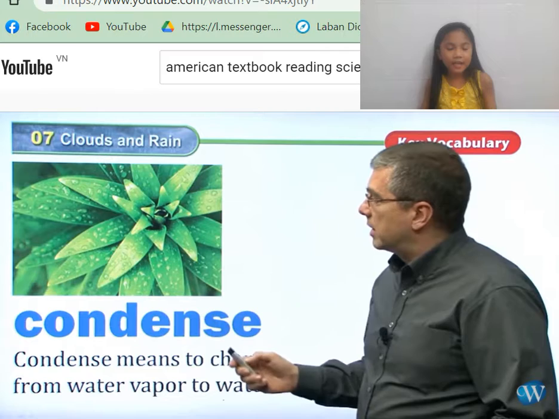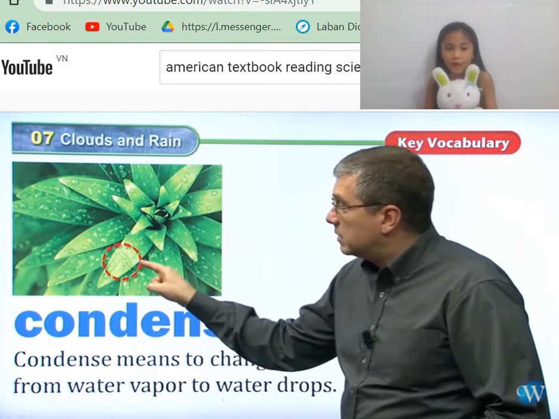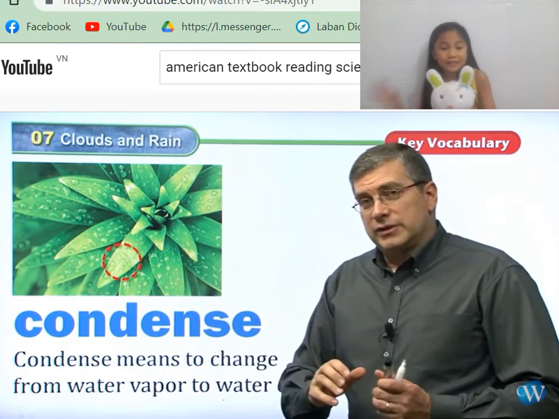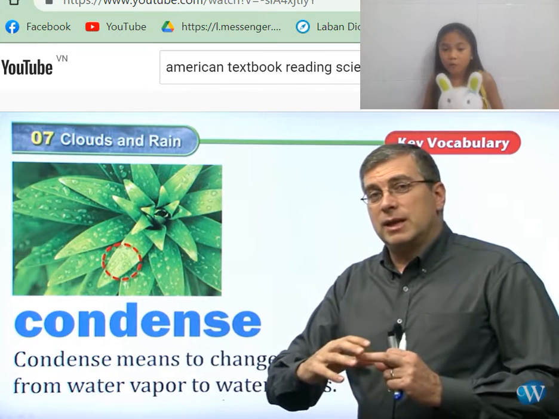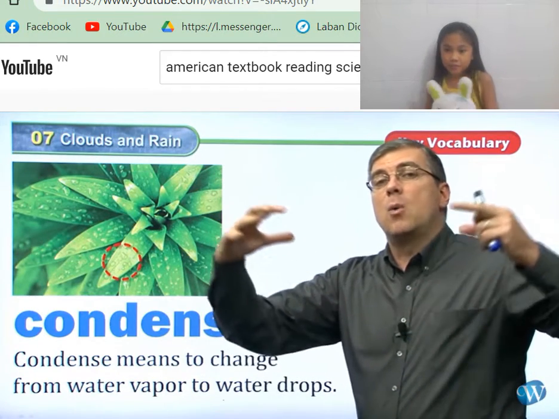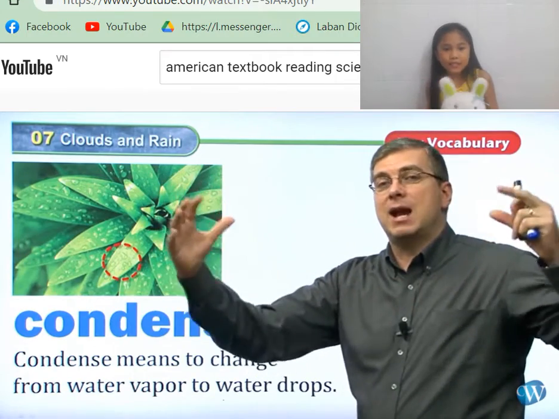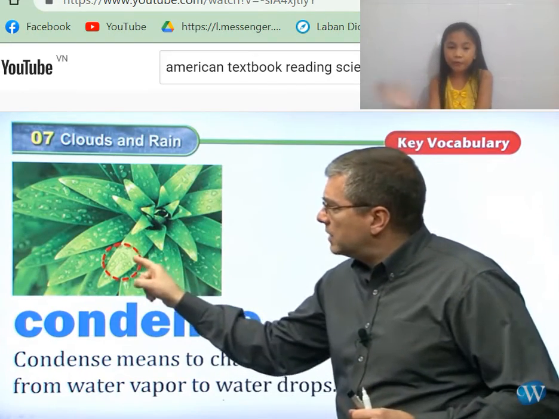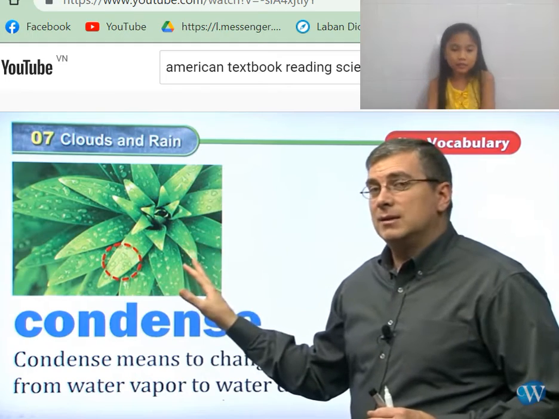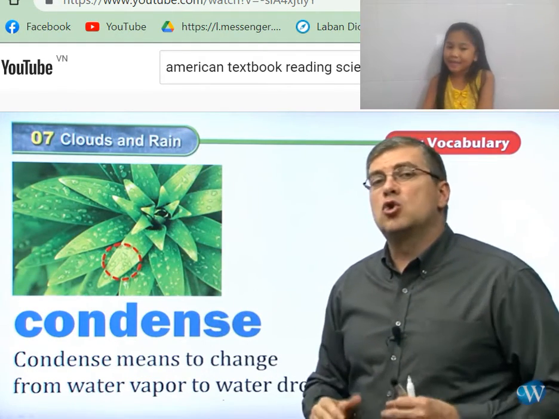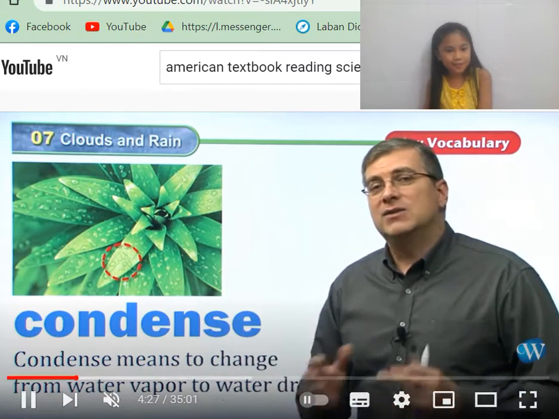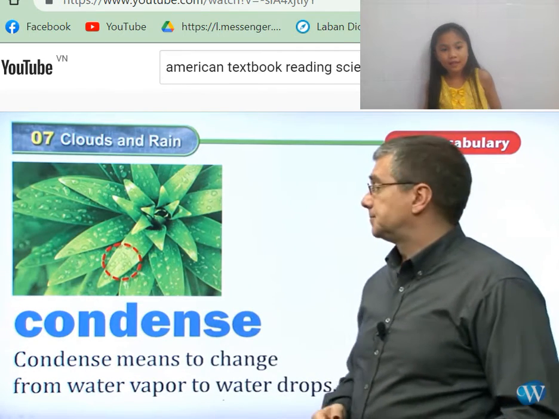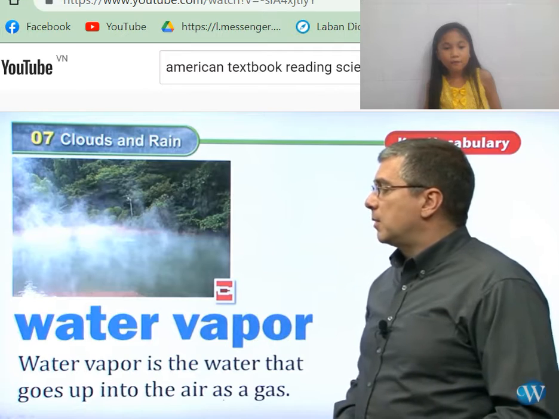Okay, and here we have the next part and the last part of the water cycle. Here we have condense. What does the word condense mean? Condense means to change from water vapor to water drops, right? So condense means to change, like from the water vapor in the sky, they change into water and they drop onto the ground. So that makes sense, right? It makes sense, of course. So condense is a nice thing. It's raining.